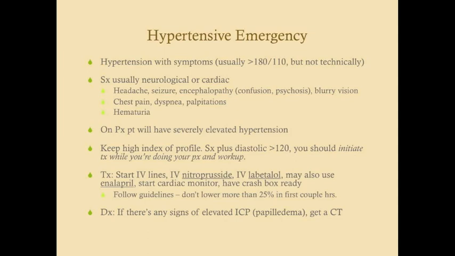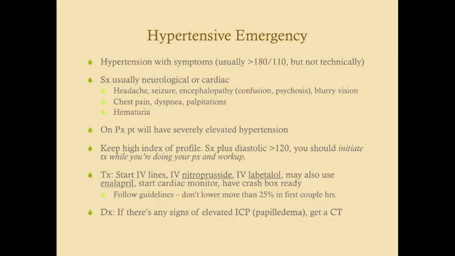And you need to keep a high index of suspicion on these patients because they might not have a history of hypertensive emergency. This could be something that just comes out of the blue. So something like headache, seizure, encephalopathy, blurry vision, chest pain, dyspnea, palpitations, hematuria. If that's present with significant hypertension that's at least 140 over 90, but even more so if it's higher, then you should generally jump straight to treatment while you're doing your workup, because this can lead to death. So keep a high index of suspicion on these patients and initiate treatment while you're doing your workup.